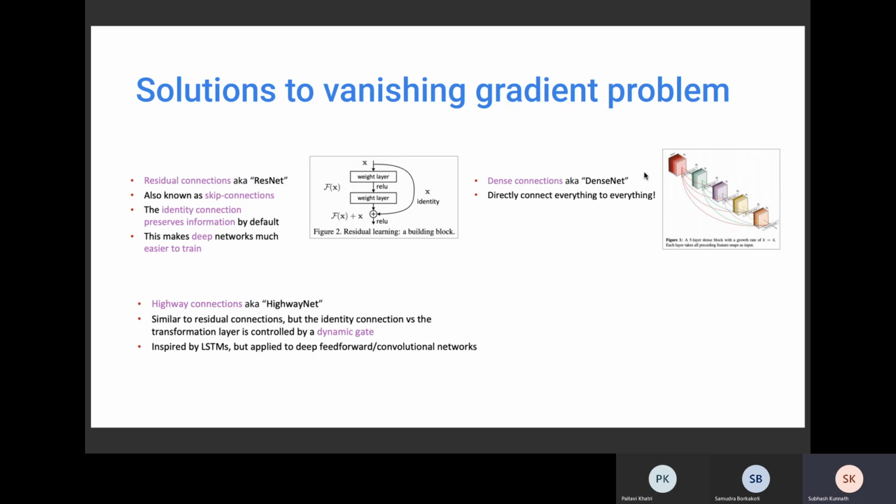And the DenseNet also has a similar idea, where every layer is connected to every other upcoming layer, like a dense connection. And there is another idea, the highway net, which is like ResNet but with a dynamic gate, which can determine whether this information needs to be passed or doesn't need to be passed. There'll be a trainable gate just like LSTMs, so it's a combination of the LSTM idea and the ResNet idea.